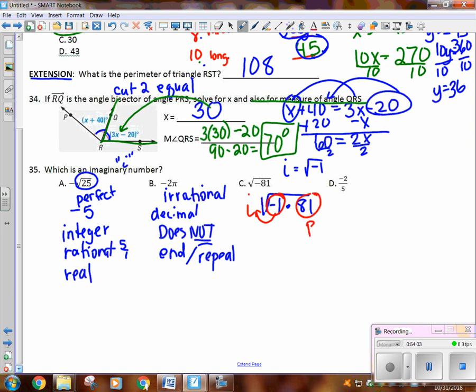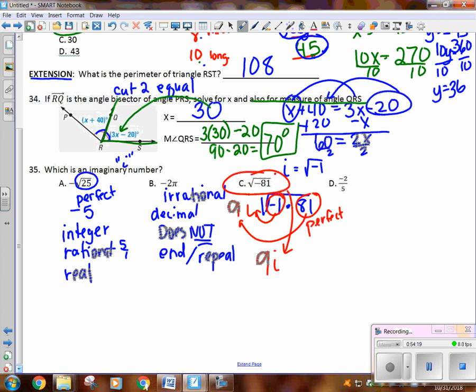81 is a perfect square. So what number times itself twice is 81? 9. So that actually comes out as 9i. Is that imaginary? Yep, it sure is. So C would produce 9i, and that's my imaginary number.